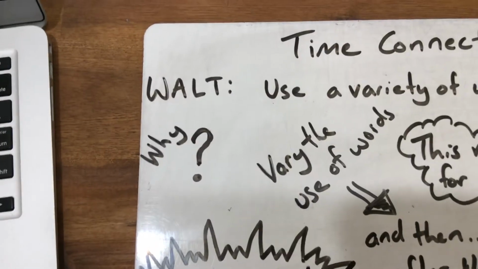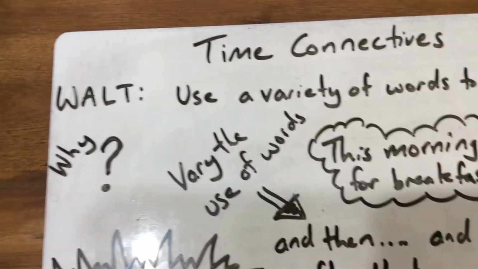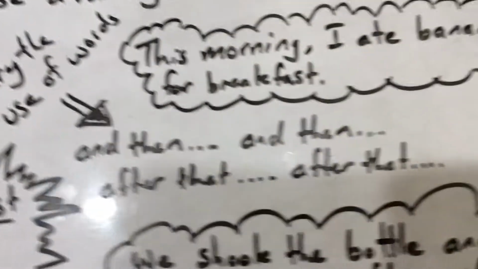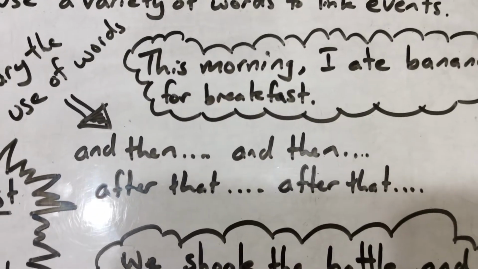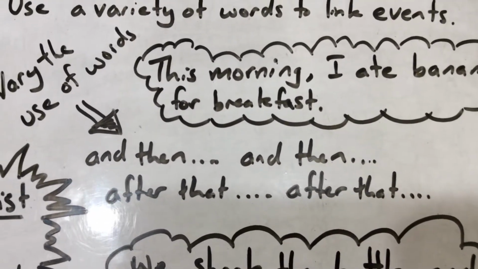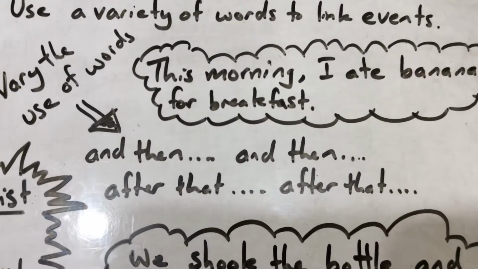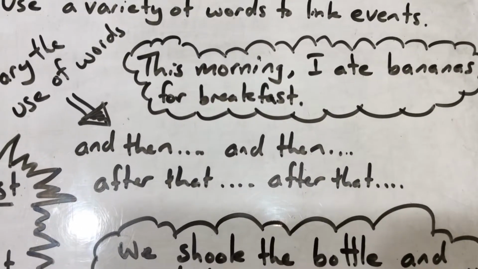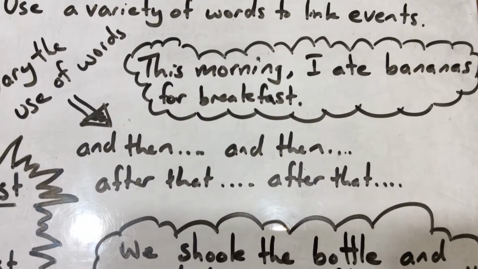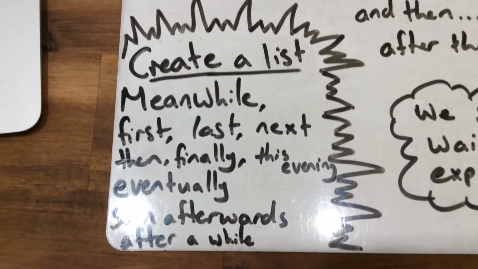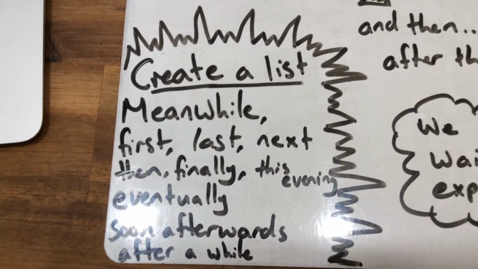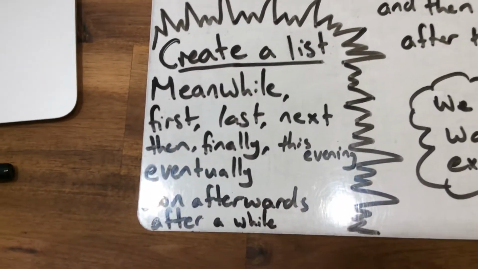Okay, so what we are trying to do in your writing is to vary the use of words. So in some of your writing, what I see is "and then, and then, and then," or "after that, and then after that, and after that." Okay, so we're trying to stop those repetitive things happening and actually start using our time connectives. So the first thing you want to do when you're planning your story is look at a list of what sort of time connectives you want to use.